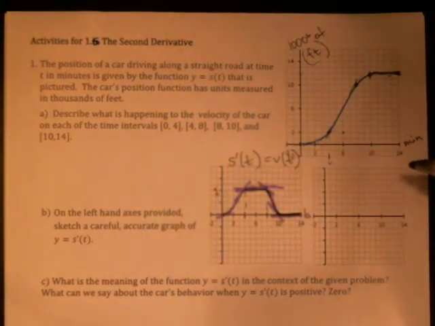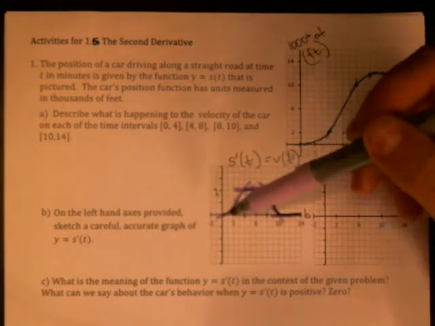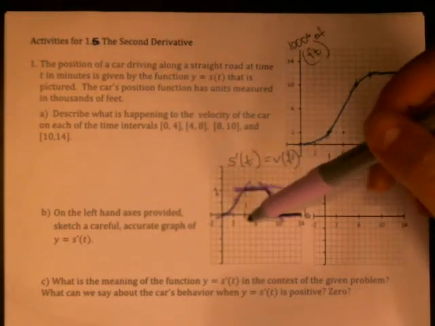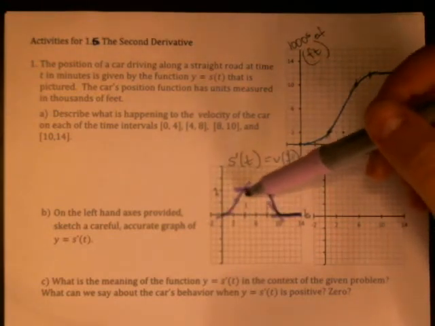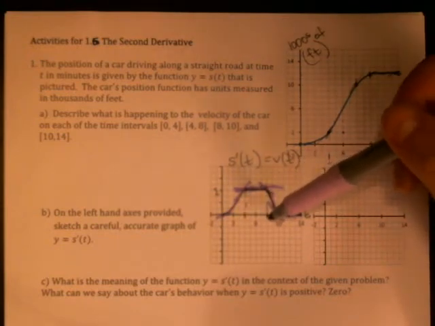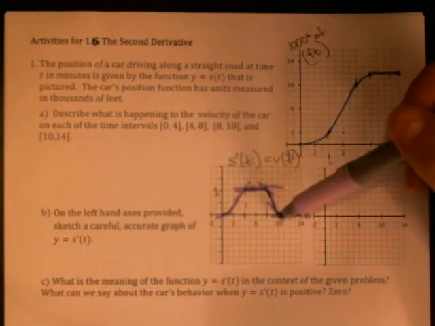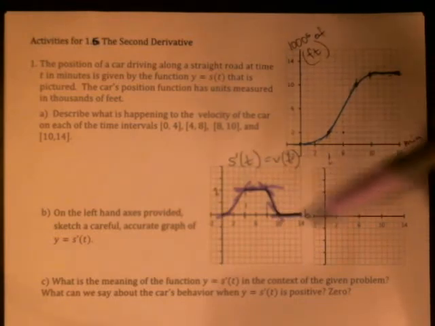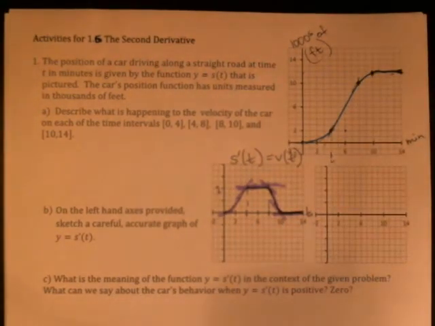0 again. So it looks like v is increasing during the first 4 seconds. V is constant from 4 to 8 seconds. V is decreasing from 8 to 10 seconds, and V is constant from 10 to 14 seconds.